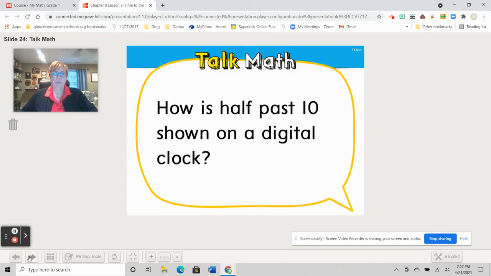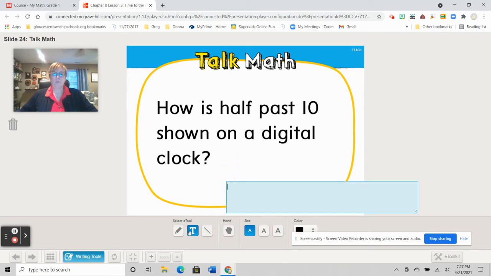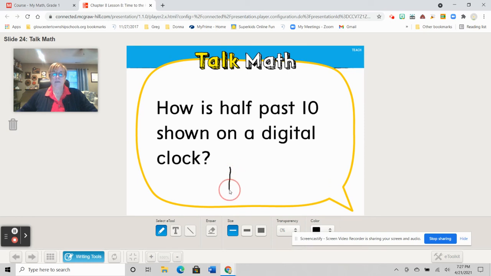Okay, now here we go. How is 10:30 shown on a digital clock? Well, we know that on the left is the hour. So what number would be there? That's right, 10. So I'm going to write it so that you can see better. 10, okay.